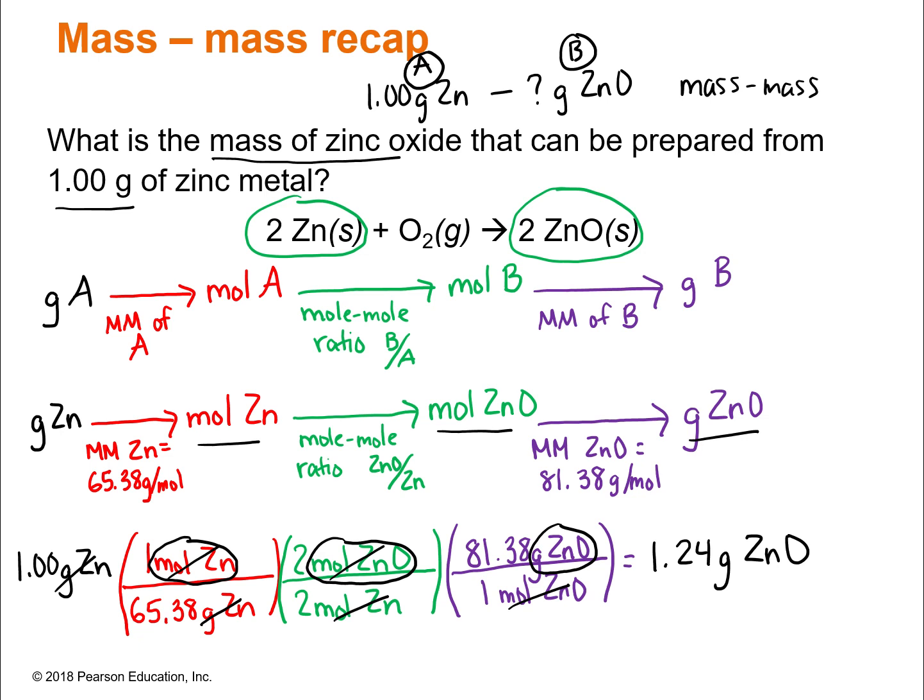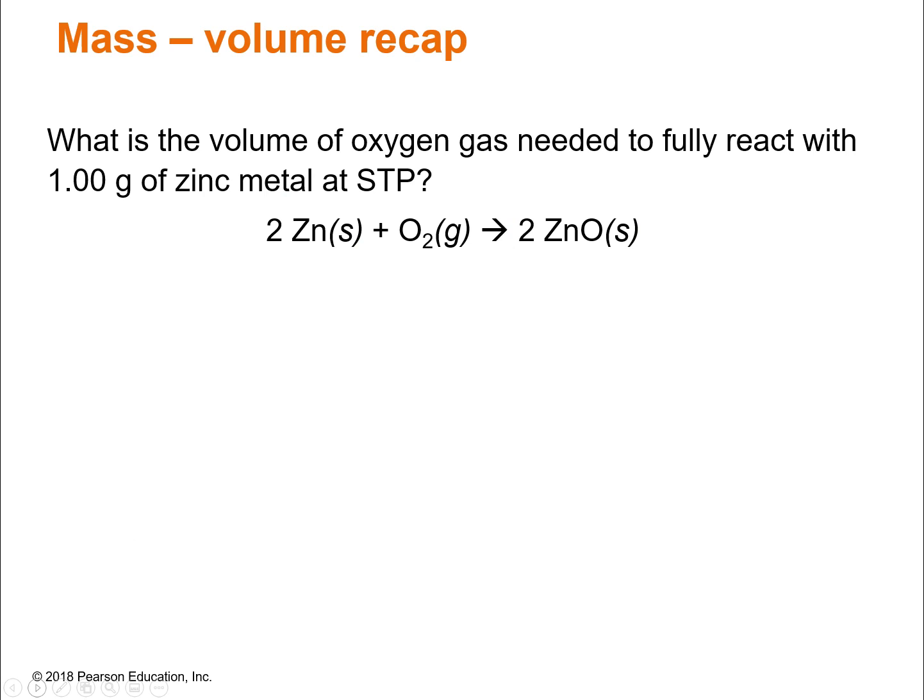So that's mass to mass. That's a recap. We also did mass to volume. So we'll use the same equation, but this time we're trying to find the volume of oxygen gas that we need to fully react with that 1 gram of zinc metal. Since we're talking about a mass and a volume, it's got to be a mass to volume question.